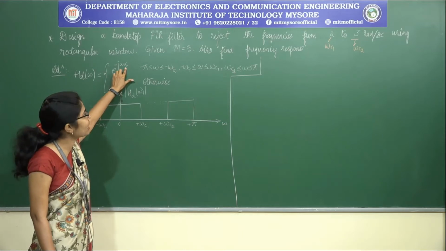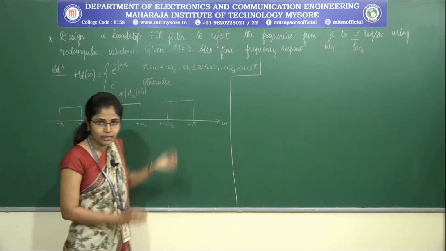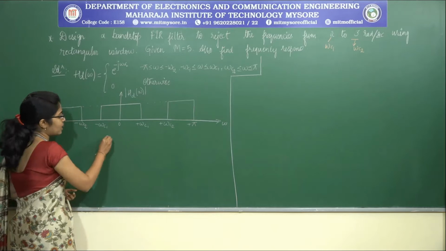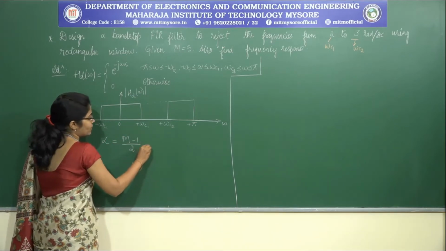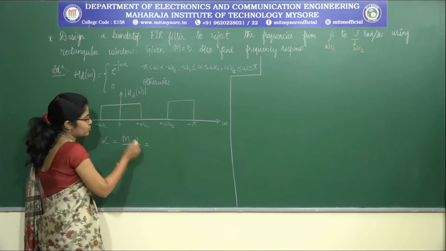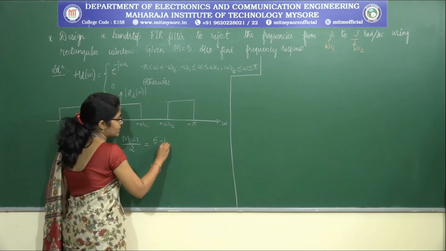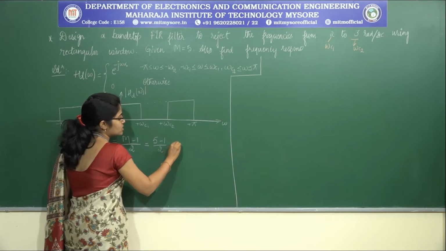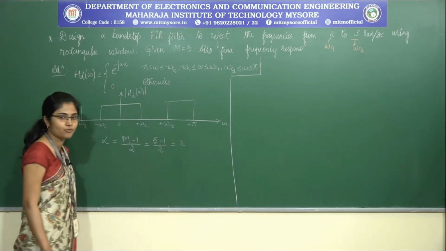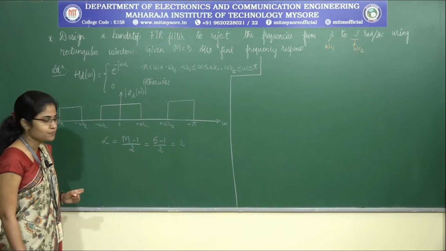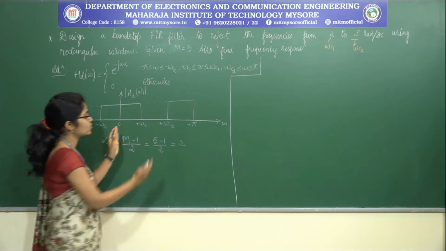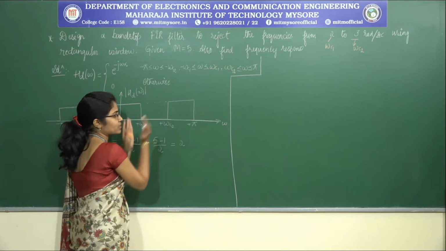So in order to find out alpha, they have already given the value for M. So we all know alpha is equal to (M minus 1) by 2, where the value of M is 5. So if I substitute in this equation, (5 minus 1) by 2, this is equal to 2. 5 minus 1 is 4, 4 by 2 is 2. So therefore the value of alpha is 2. So now I need to design a filter which rejects all the frequencies between this frequency range.